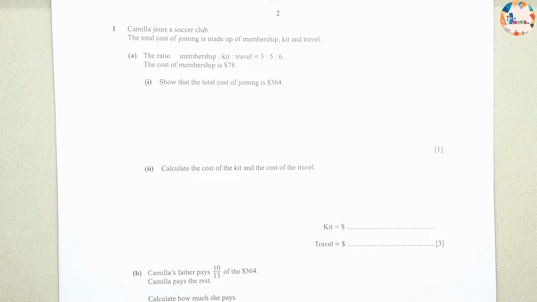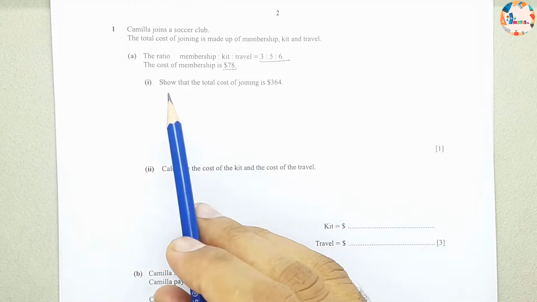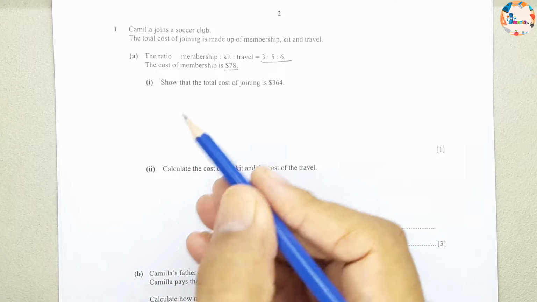Question number 1. Camilla joins a soccer club. The total cost of joining is made up of membership, kit and travel. The ratio membership to kit to travel is 3:5:6. The cost of membership is $78. So this is the distribution of ratio. Show that the total cost of joining is $364.